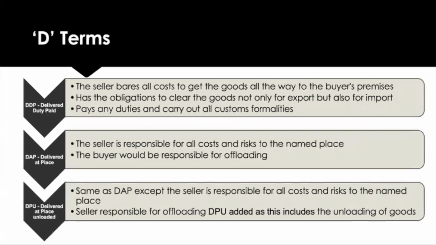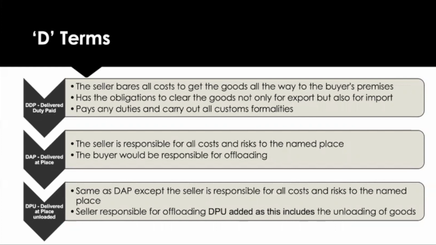So I'll go again to the other end of the spectrum. This is the Ds, where the seller is no longer just taking it to their back door. They're going to get it all the way to your premises as well. So the buyer can basically sit back and wait, and everything's included. So there are 3 Ds, all of which can be used by any mode of transport.